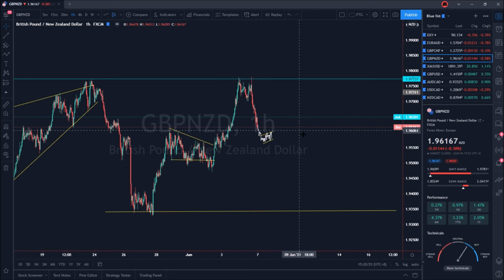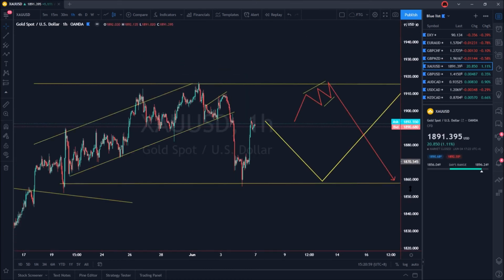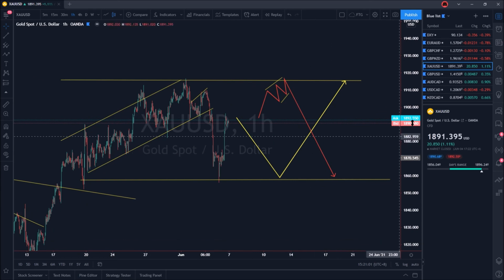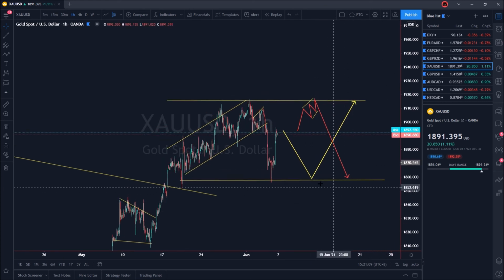Okay, lastly, let's look at the gold. For the gold, we can wait for the price to enter the market after the third touch of the larger sustained bull market pattern. So it is estimated that the low of 1860 will not be reached next week.